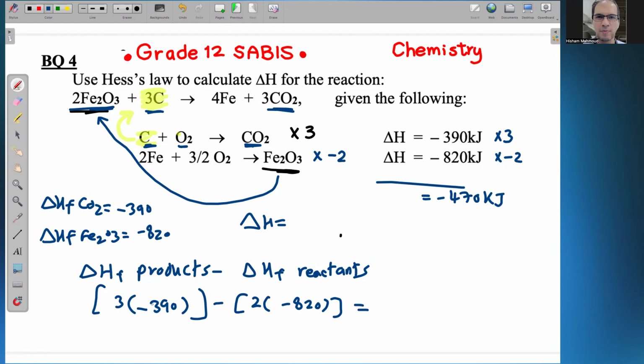So when I subtract, the delta H of formation of the products is the amount of heat I required to make the products, minus the amount of heat I needed to make the reactants from their original substances. CO2 is made from carbon and oxygen. Fe2O3 is made from iron and oxygen. Then I will make the subtraction. It will be the same value. It will be, sorry, I said minus 470, it is plus 470 kilojoules.